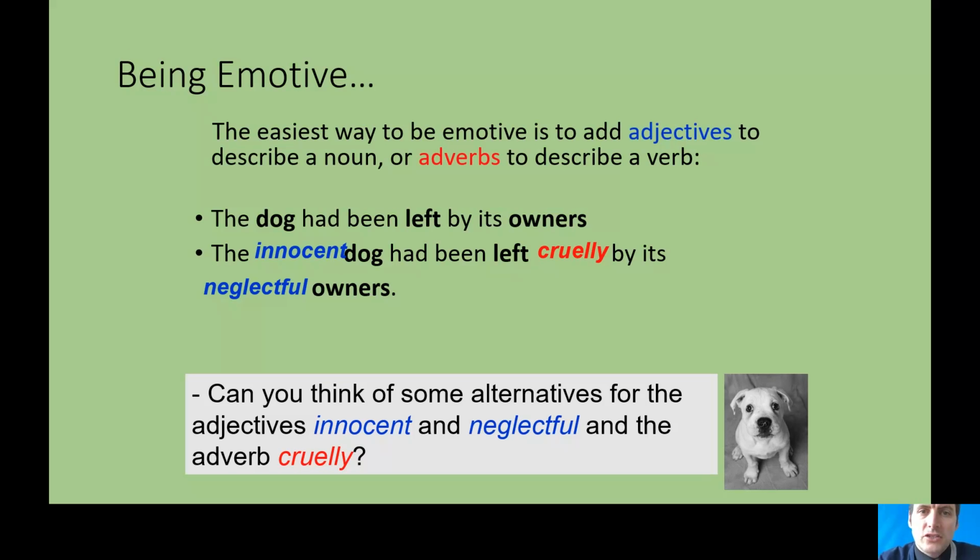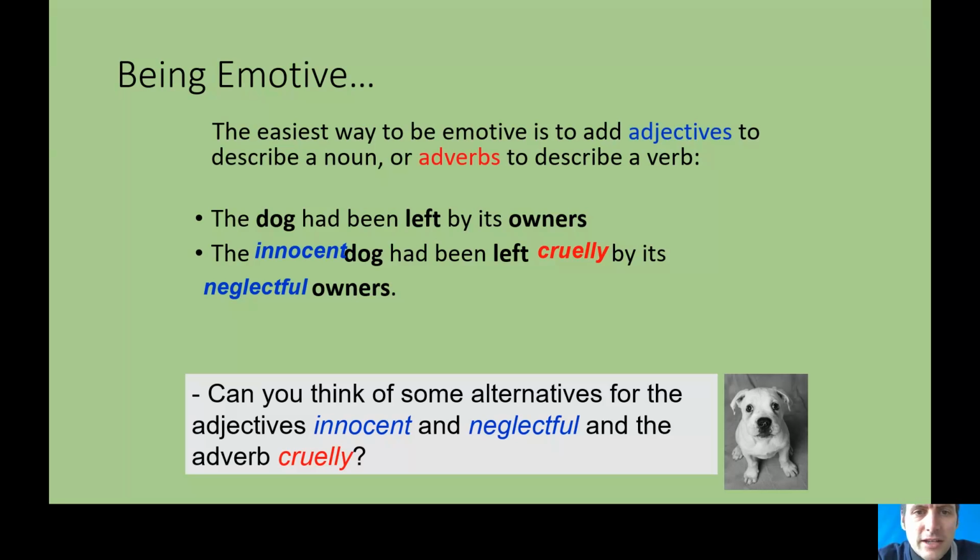Okay, year 6, so you should have come up with something. Yours might be different to this, it might be more impressive, more tear-jerking, more frustrating than this. So the innocent dog is really making it clear that the dog had done nothing wrong. The innocent dog had been left cruelly by its owners, its neglectful owners. So they're not caring for it, they don't care about the dog.